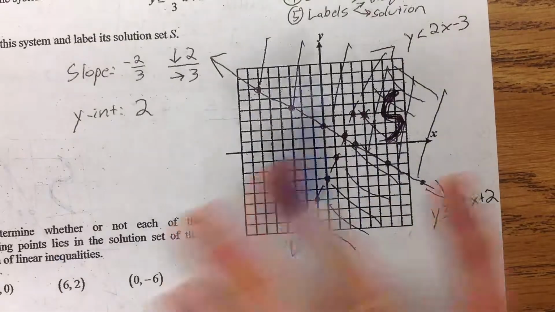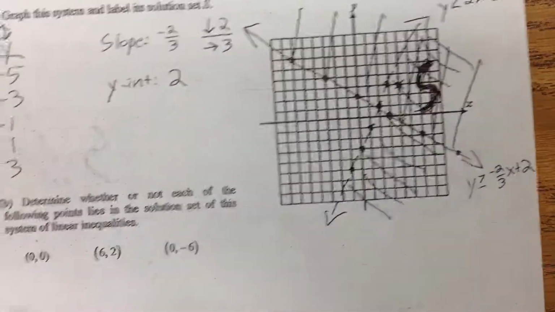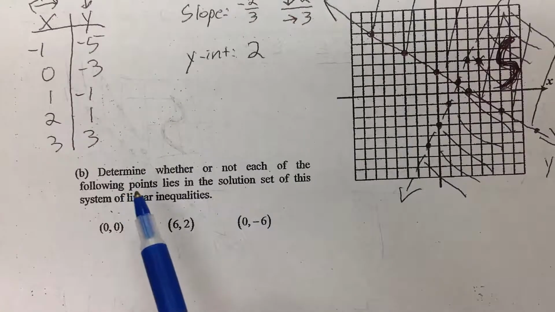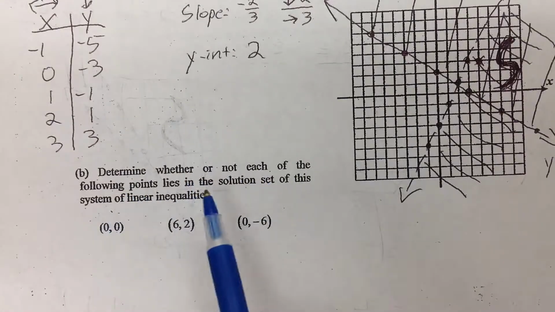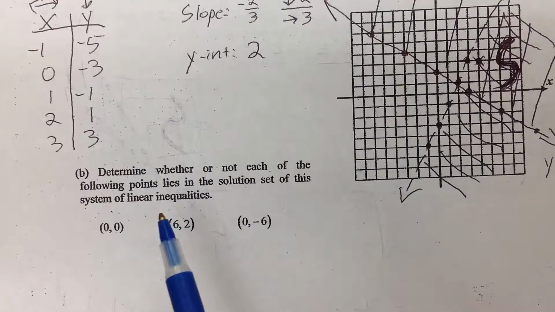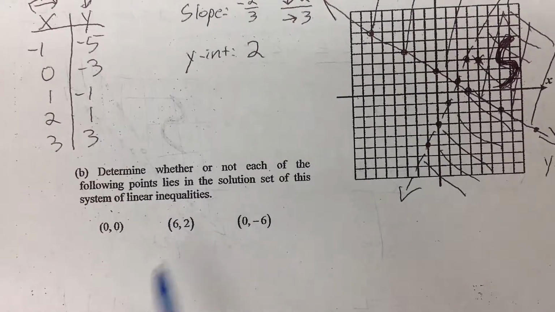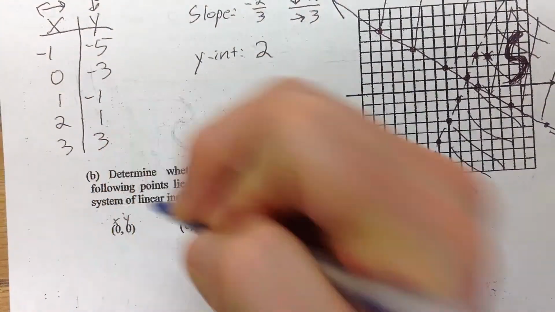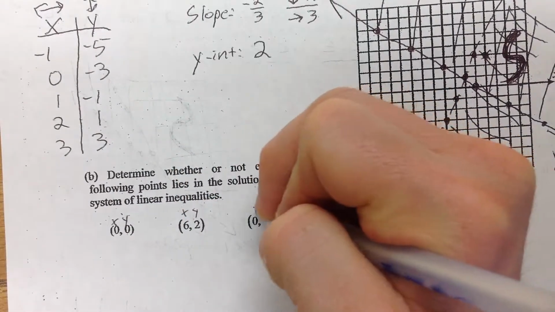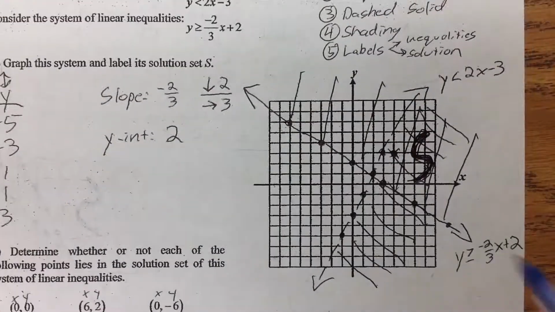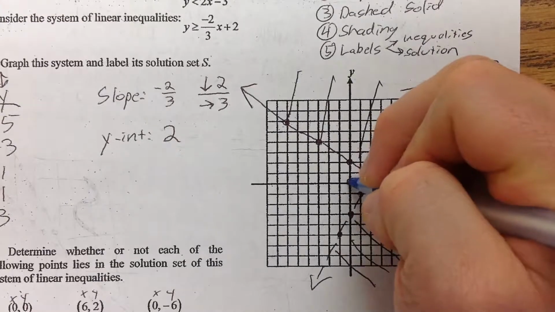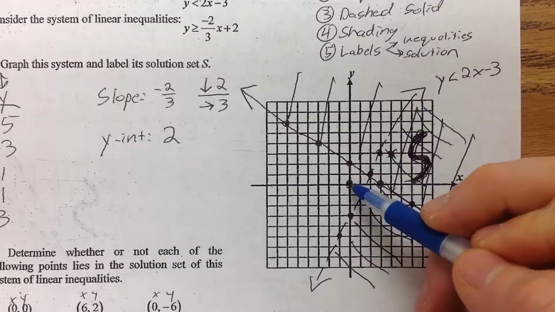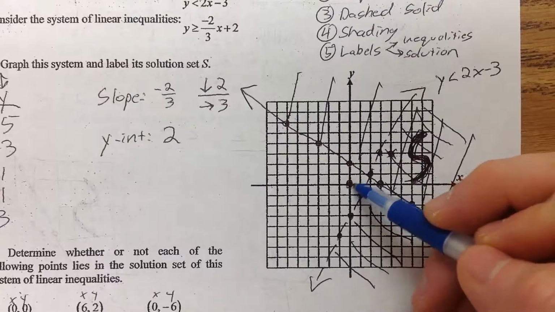So that's our system. That's the visual representation of our system. Now let's use that to answer these questions. Determine whether or not each of the following points lies in the solution set of this system of linear inequalities. So this is like the multiple choice that we started with, but instead of plugging them in, we're going to use the graph. So remember with points, x comes first, y comes second. If we look at 0, 0, that's right here in the center. That is our origin. That one's not going to be in our solution set because it's not shaded at all.